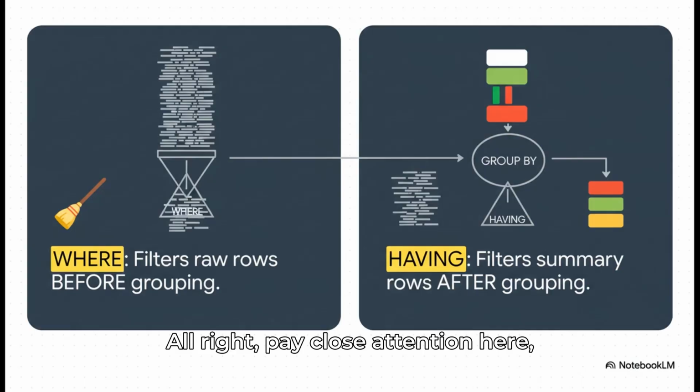All right, pay close attention here, because understanding this difference is crucial. And honestly, it's a huge source of errors for a lot of engineers. The WHERE clause filters individual raw records before they are grouped together. But the HAVING clause, that is specifically designed to filter the aggregated metrics after the grouping happens. You cannot use a WHERE clause to filter an average or a sum. You absolutely must use HAVING.